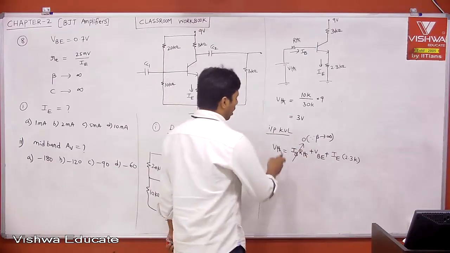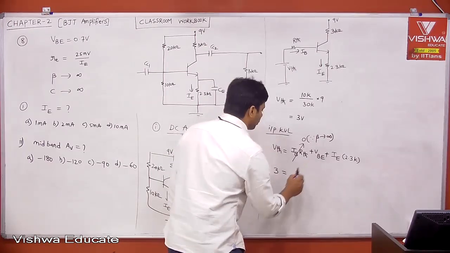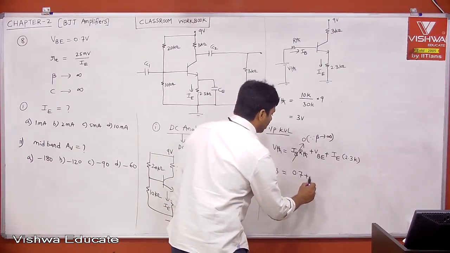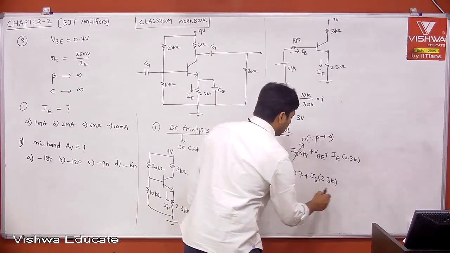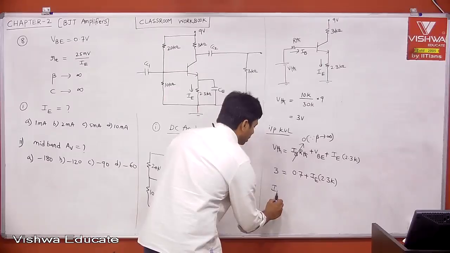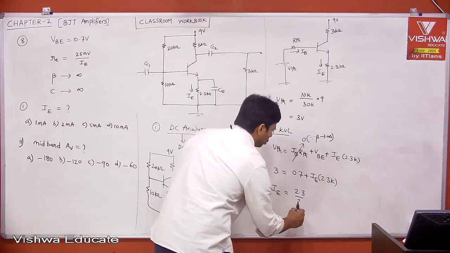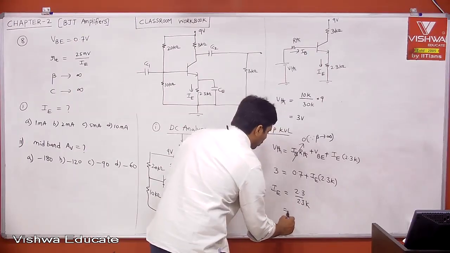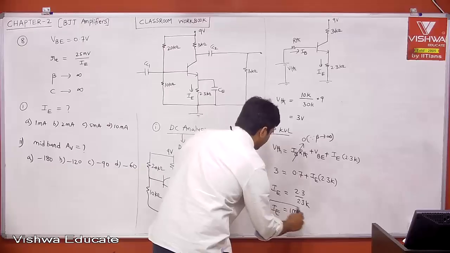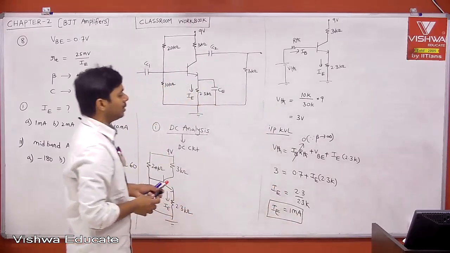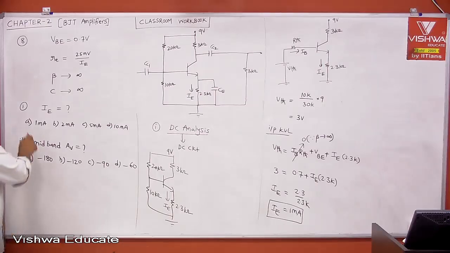Now, what is VThevenin? We already calculated. 3 is equal to VBE, 0.7, plus IE into 2.3K. Then tell me what is IE? IE is equal to 3 minus 0.7, that is 2.3, divided by 2.3K, which is 1 milliampere. Therefore, what is your IE? We got the first bit answer. IE is equal to 1 milliampere. Therefore, the answer is A.